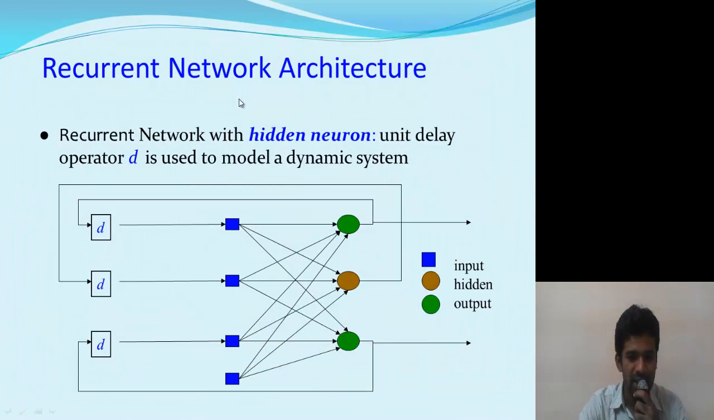Now let us take a look at the diagram of recurrent network architecture. Recurrent network architecture with hidden neuron unit delay operator D is used to model a dynamic system as shown in the figure, where D is used to model a dynamic system which also acts as an input, and there are hidden layers in the middle and there are output layers which are indicated by the green circles.